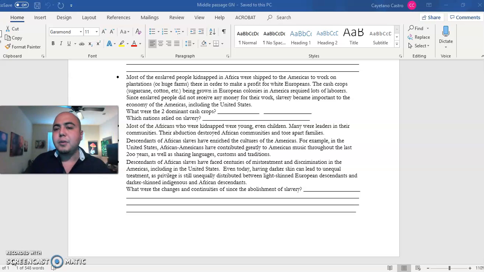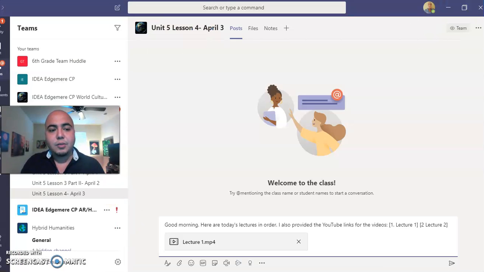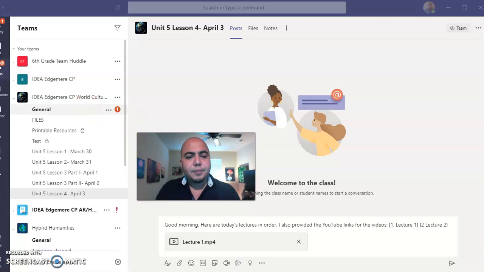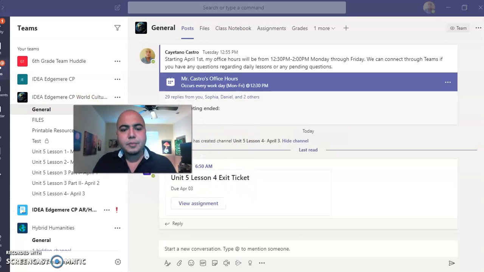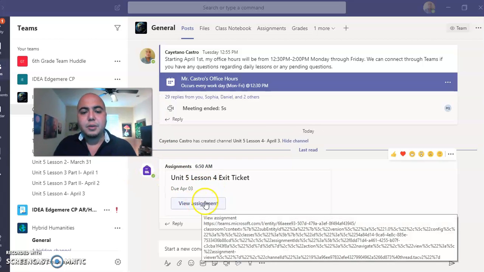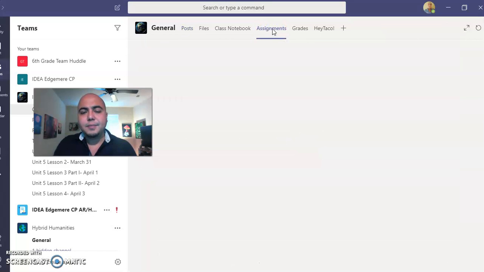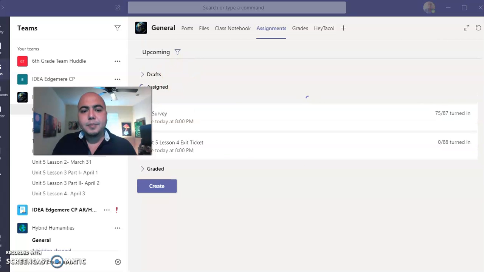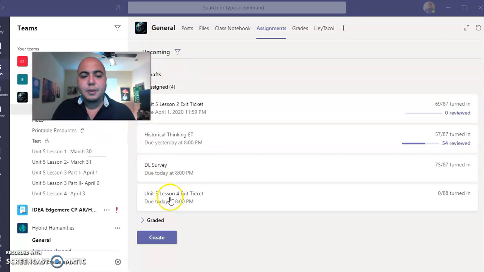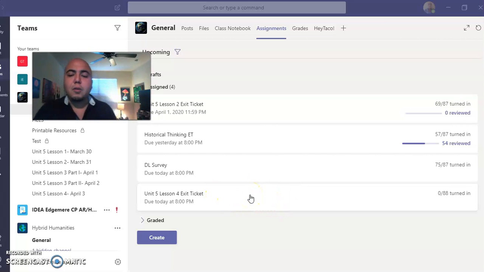So now all you're required to do, again, keep these notes. This is for you to study when it comes to our unit exam. You're going to go to Teams. Once you're done with this, go to General. The assignment is already posted. You can view the assignment through here, or you can go to assignments right here. Click on that. And then it should be Unit 5, Lesson 4, Exit Ticket. When you're done, just turn it in. And I'll provide redos. And again, the only way to get full credit is if you justify your incorrect answers.